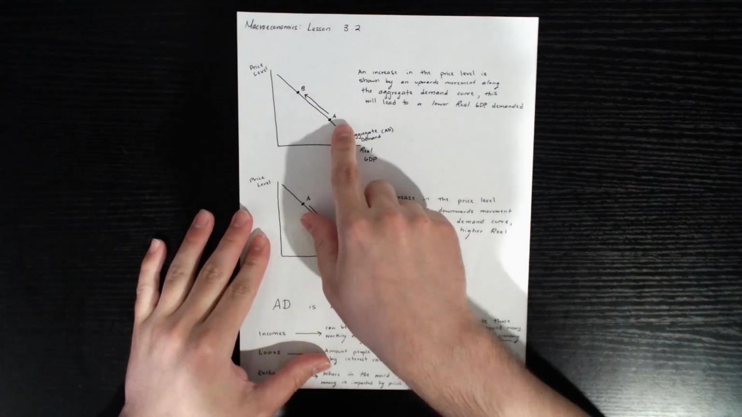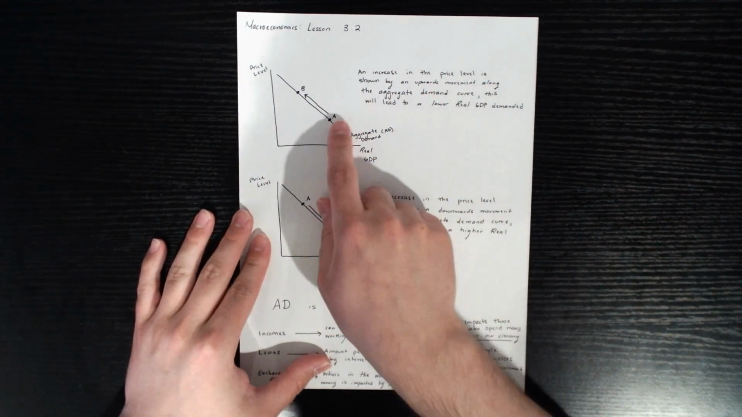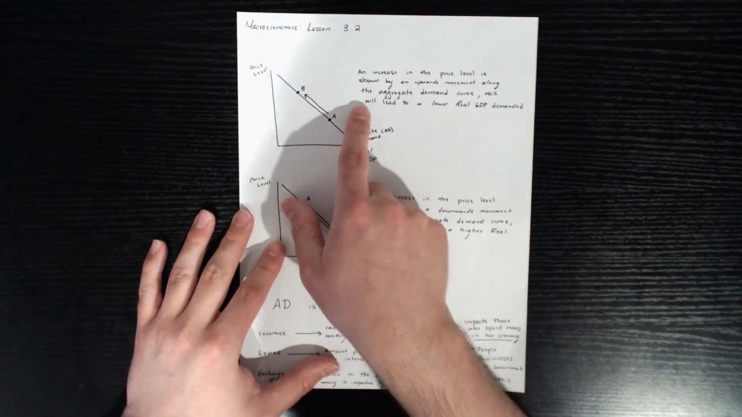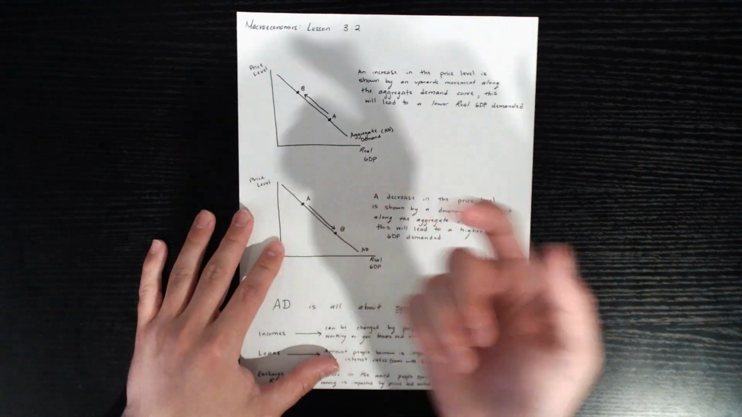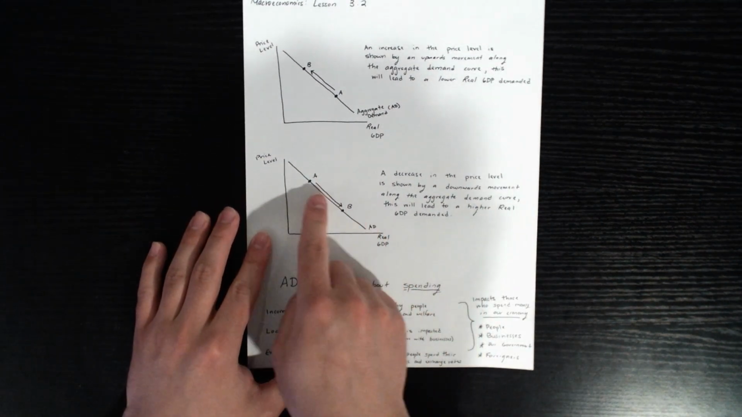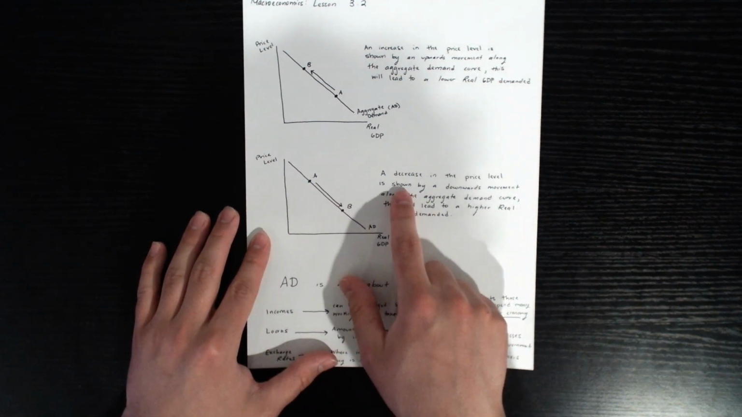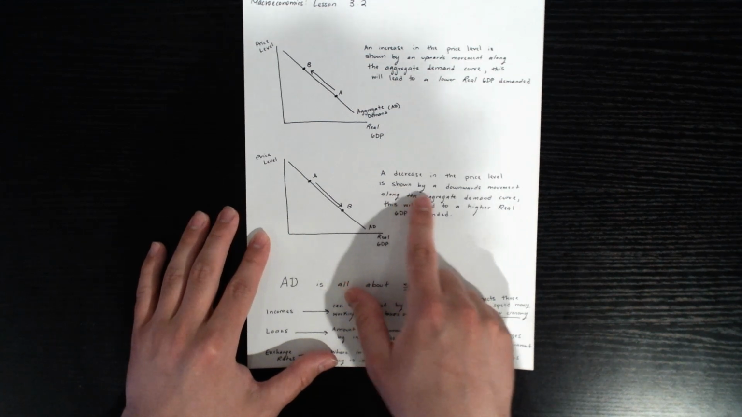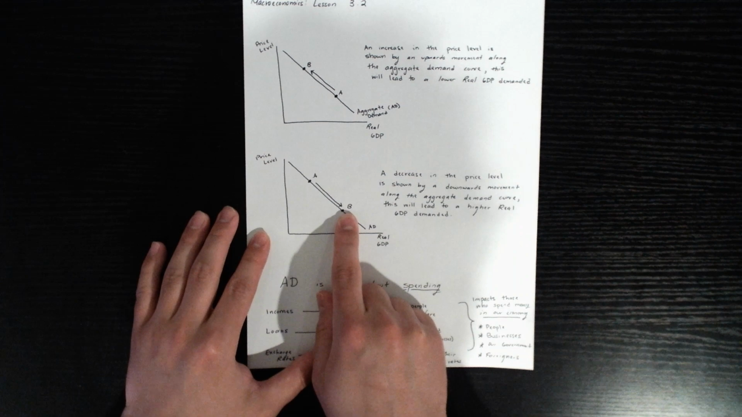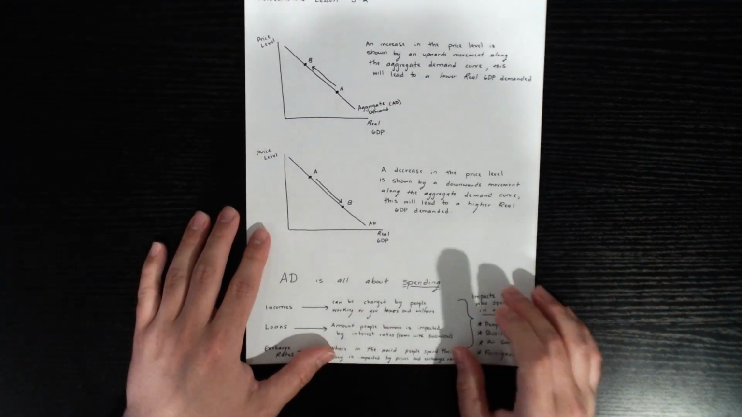We can see here that an increase in the price level from A to B is shown by an upwards movement along the aggregate demand curve. And this is going to lead to a lower real GDP demanded. On the other hand, a decrease in the price level, shown by this movement from A to B right here, is a downwards movement along the aggregate demand curve. And this is going to lead to a higher real GDP demanded.